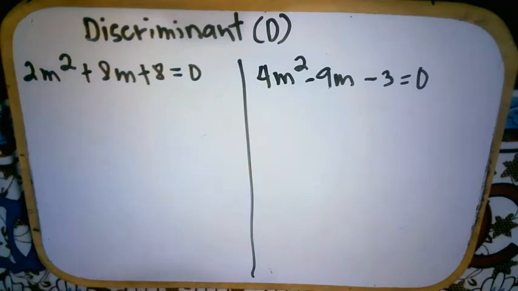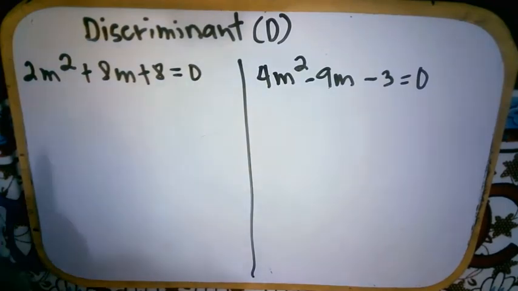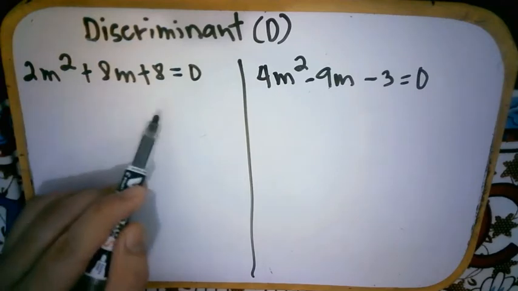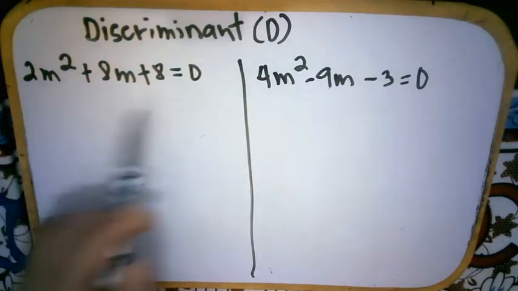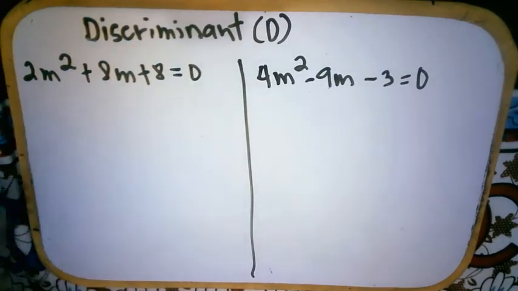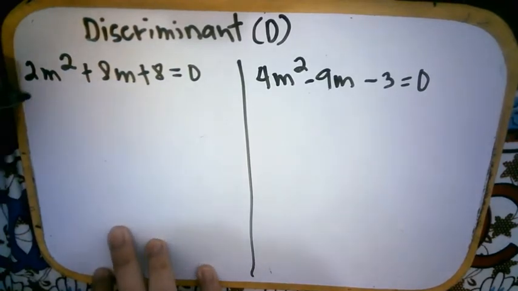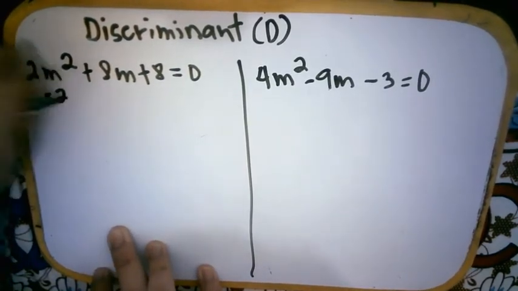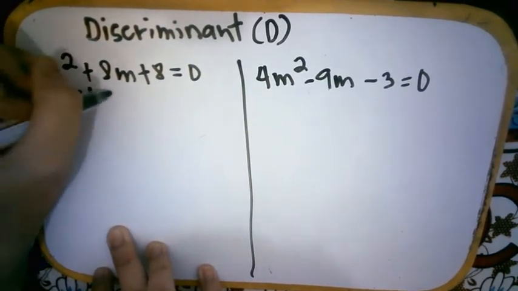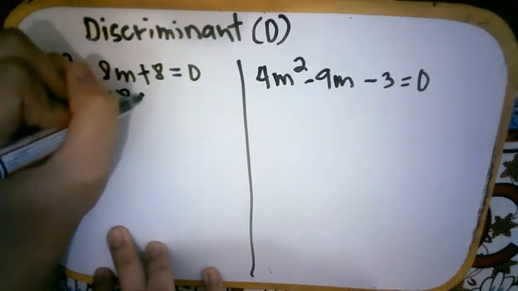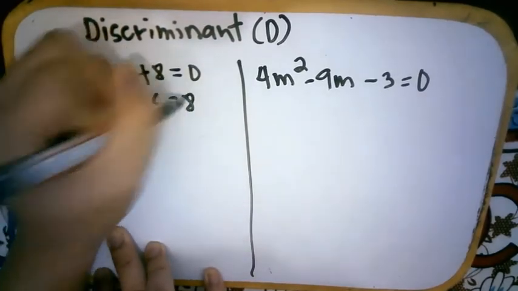Let's have more examples. We have here 2m squared plus 8m plus 8. First step, standard form, naka-standard form na. Let's identify the value of ABC. A is 2. B is 8. And C is also 8.